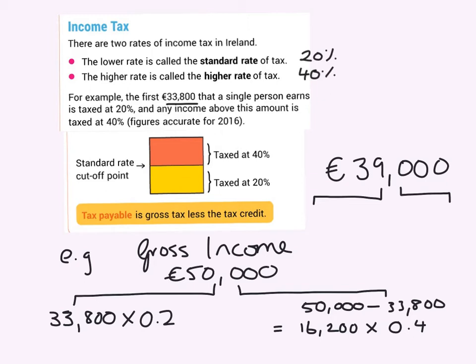So we know for definite, because our standard rate cut-off point is 33,800, and that's going to be taxed at 0.2. It's a funny looking name, I'm sorry. And then finally we get 39,000.